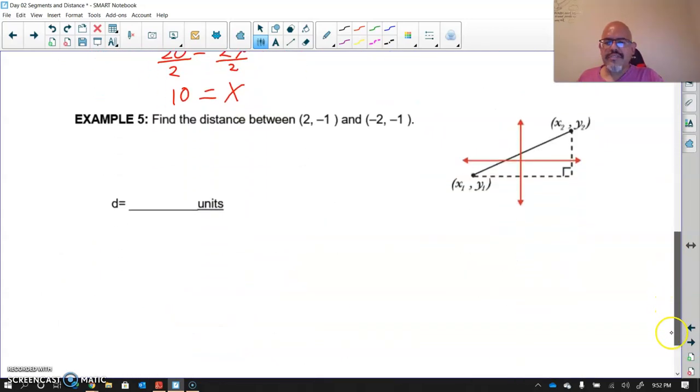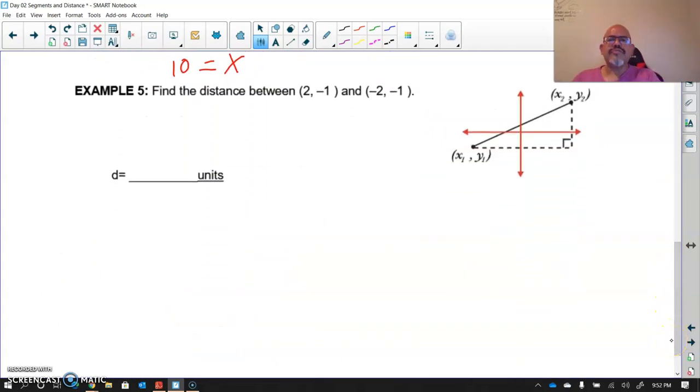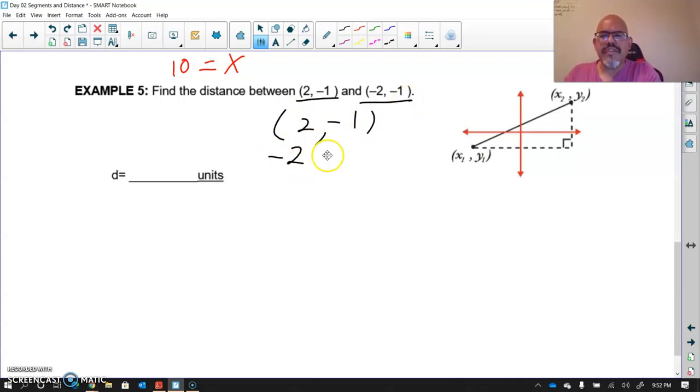So if we take a look at this particular problem right here, we have these two points, and we're going to find the distance between them. So we have 2, negative 1. Always have to write them vertically. Negative 2, negative 1. So these are my x's. These are my y's, and this is the first point and the second point.